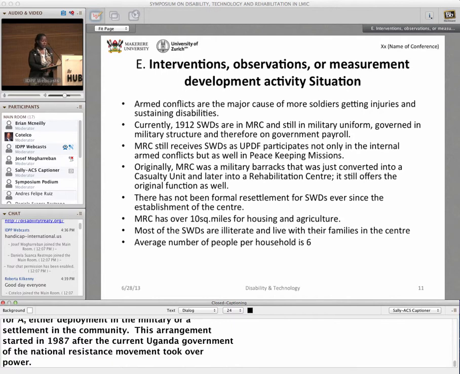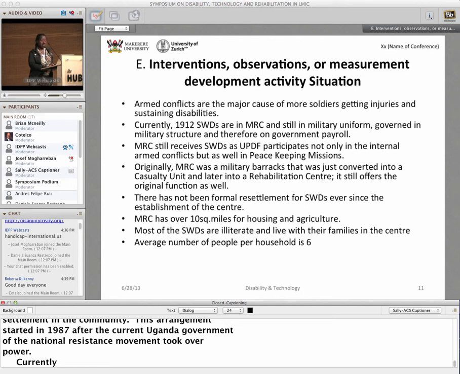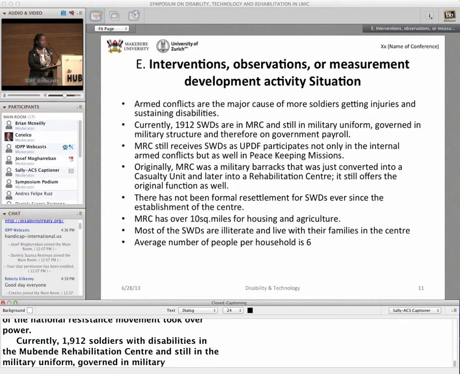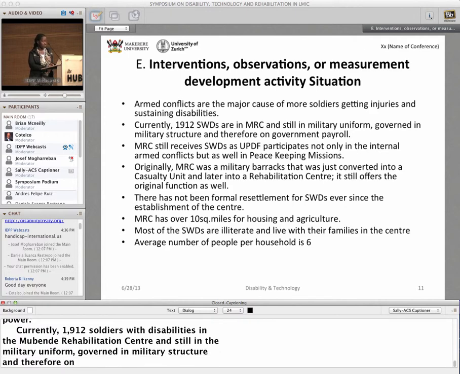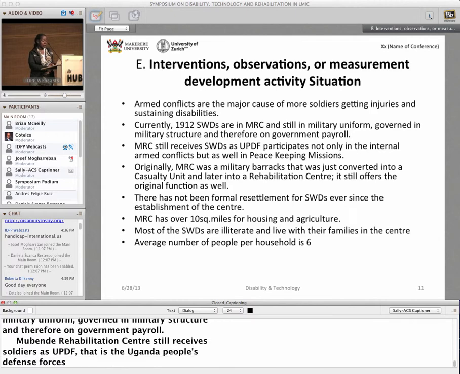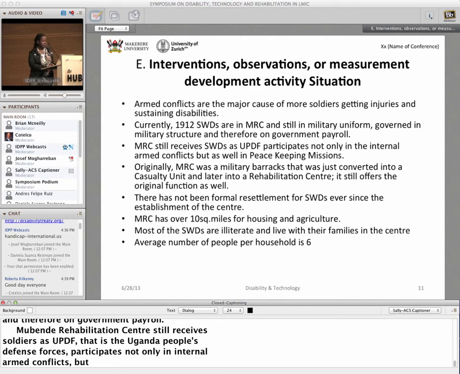Currently, 1,912 soldiers with disabilities are in Mubende Rehabilitation Centre and still in military uniform, governed in military structure, and therefore on government payroll. Mubende Rehabilitation Centre still receives soldiers as UPDF, that is the Uganda People's Defense Forces, participates not only in internal armed conflicts, but as well in peacekeeping missions, like currently they are in Somalia.